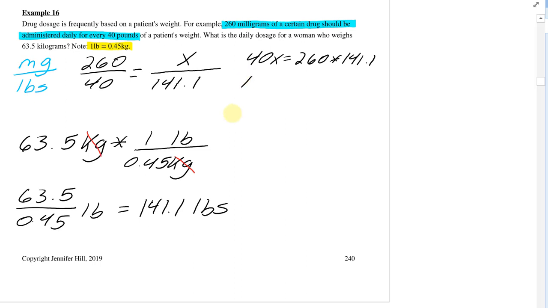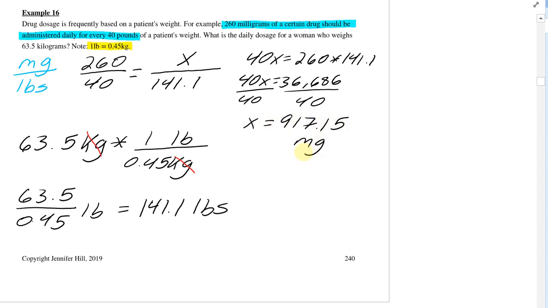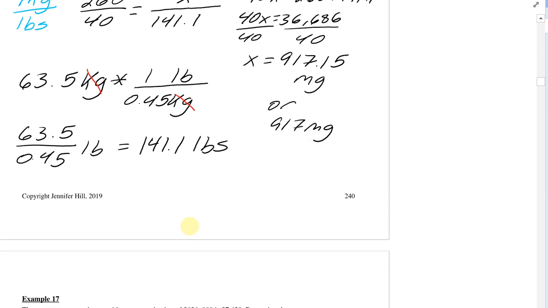So if I work that out, I'm going to get that this is 40x equals 36,686. I'll divide each side by 40, and I ultimately get that x equals 917.15 milligrams. So that would be how much medicine to actually administer to her. And maybe you just want to round that up to just 917 milligrams. Okay, so there's one problem. So let's go to the next one.